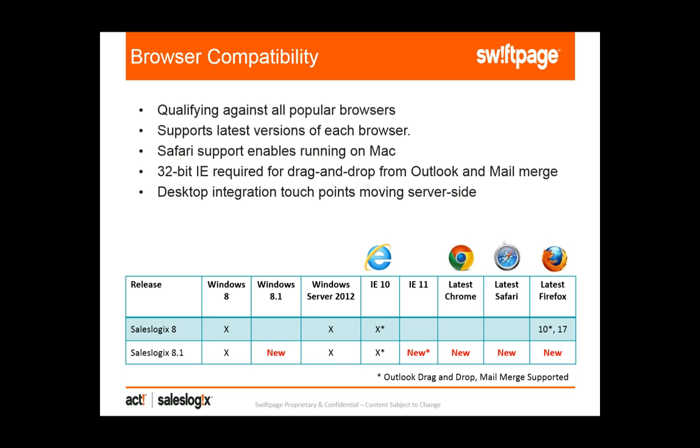All right, here's our browser compatibility for SalesLogix 8 and 8.1. Windows 8 as well as 8.1 is going to be supported. We also have the drag and drop capability support with Firefox 10 and IE 10. We're adding IE 11, the latest Chrome, and the latest Safari. This is another step towards getting it to be browser agnostic. So we've got support here for all the most popular browsers and latest versions and adding the 64-bit. 32-bit is still required for the drag and drop from Outlook and Mail Merge. But the Safari support is here, latest Firefox as well.